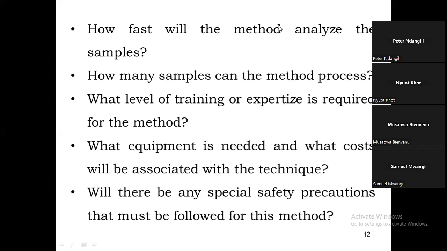But now when it comes to quantitative, a different level of expertise is required. Okay? Now, what equipment is needed and what costs will be associated with the technique? Will there be any special safety precautions that must be followed for that particular method? Very important aspects that you need to ask yourself before you can choose a chemical method.